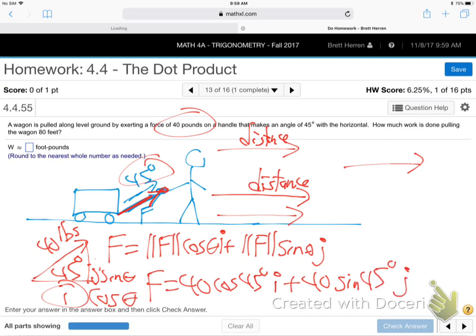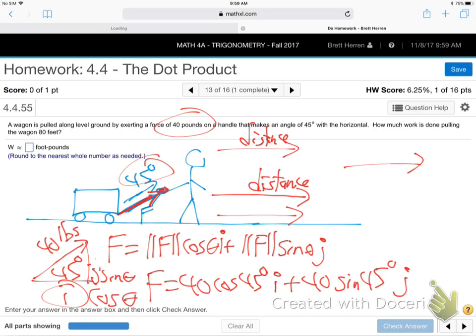So if they give you the angle with the horizontal, you just go, all right, I can make that into i, j: 40 cos i plus 40 sine j. It's always that way. Why? Because cosine is always x. Remember the unit circle? Cosine is always the sideways, the x value. Sine is always the y value. See how all those things tie together? So there's your force vector.